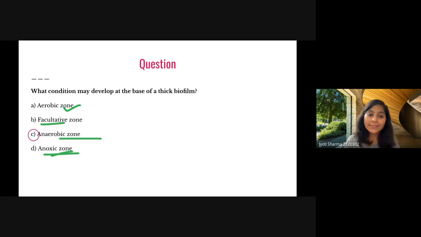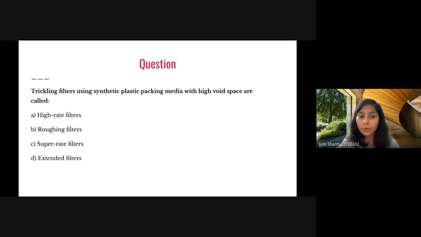Trickling filter using synthetic plastic packing media with high void space are called high rate filter, roughing filter, super rate filter, extended filters. So we are using packing media on which we grow the microorganism, and that packing media may be made up of synthetic plastic, and that would have a higher void space so that filtration can happen. There is no clogging. So you have to tell me, then such kind of filter will be known as what?